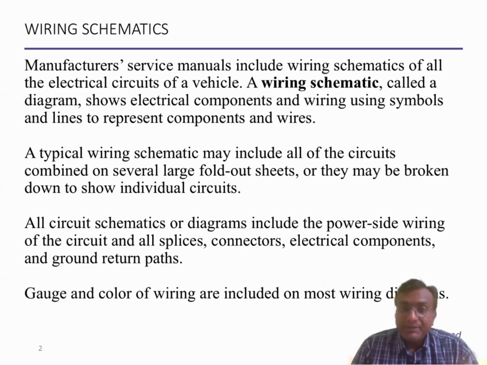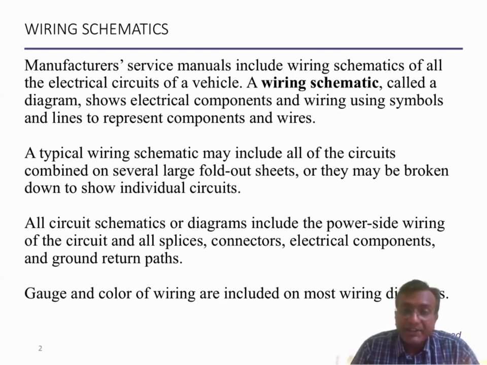Manufacturers' service manuals include wiring schematics of all the major electrical circuits of the vehicle. A wiring schematic is a diagram that shows the electrical components and wires using symbols and lines to represent the components and wires. A typical wiring schematic may include all the circuits combined on several large fold-out sheets, or it may be broken down to show the individual circuits.